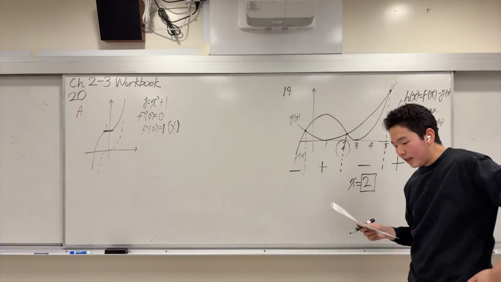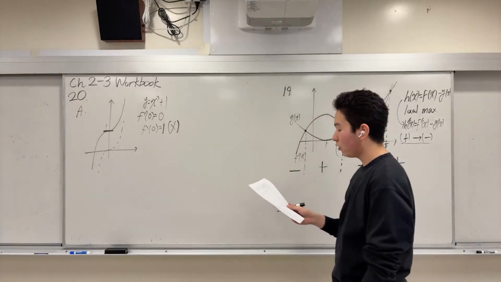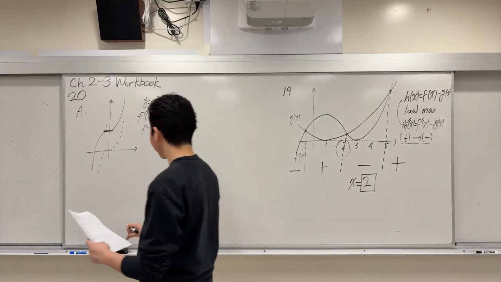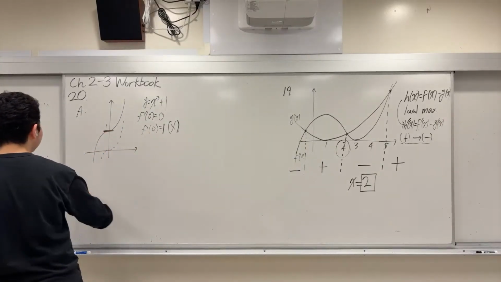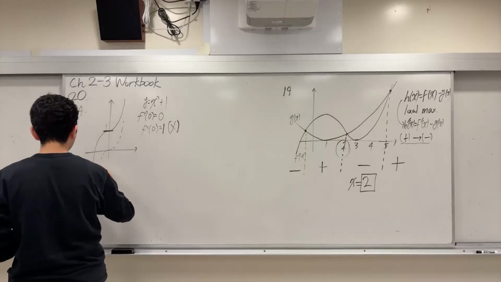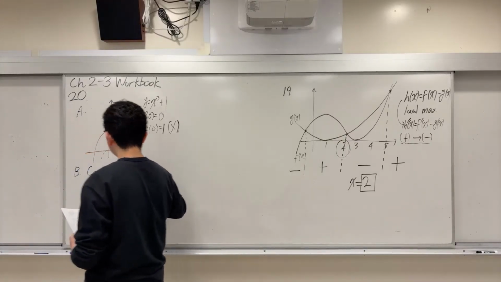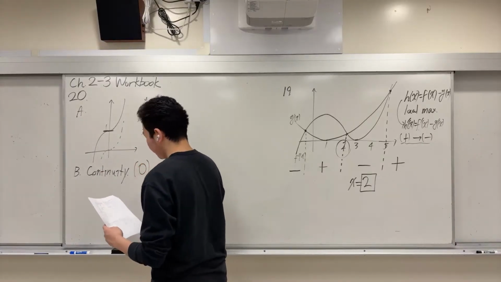B says, the limit as x goes to a of g of x equals g of a for all real numbers a. This is true because this is the definition of continuity, and we know that all polynomial functions are continuous. So B is true.